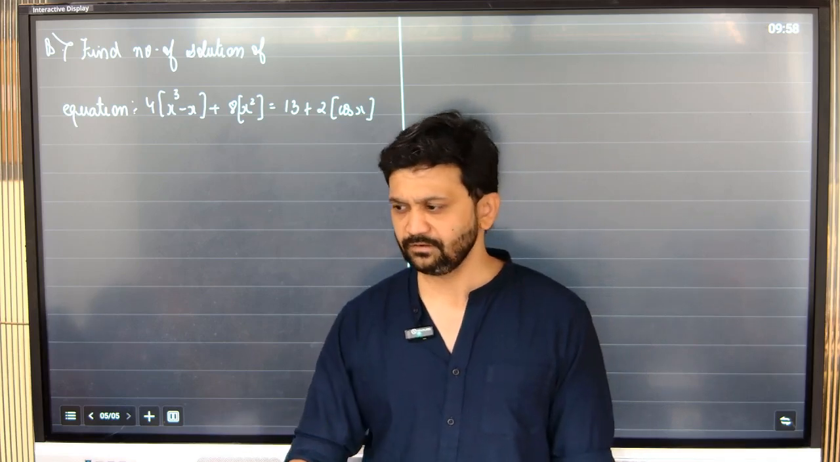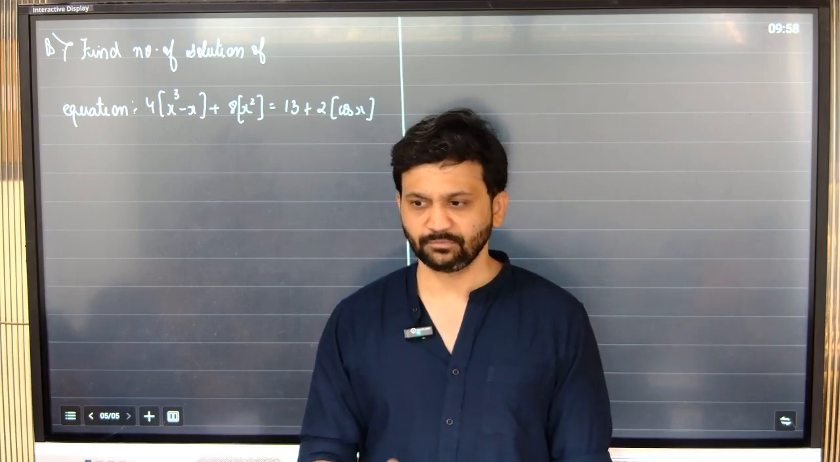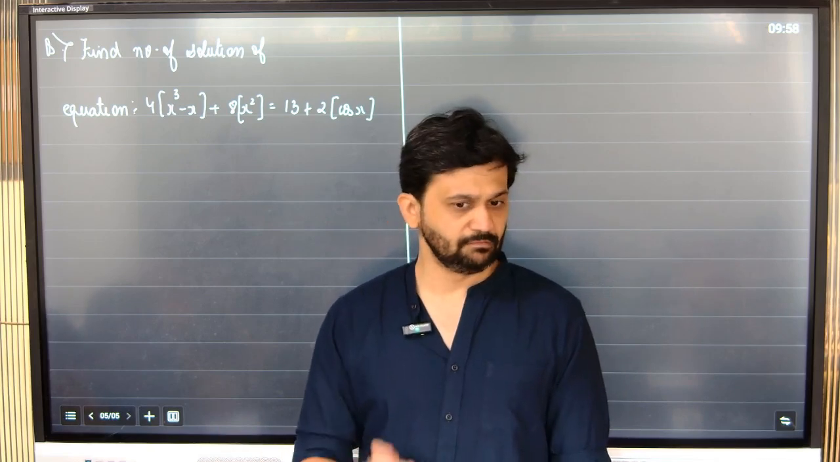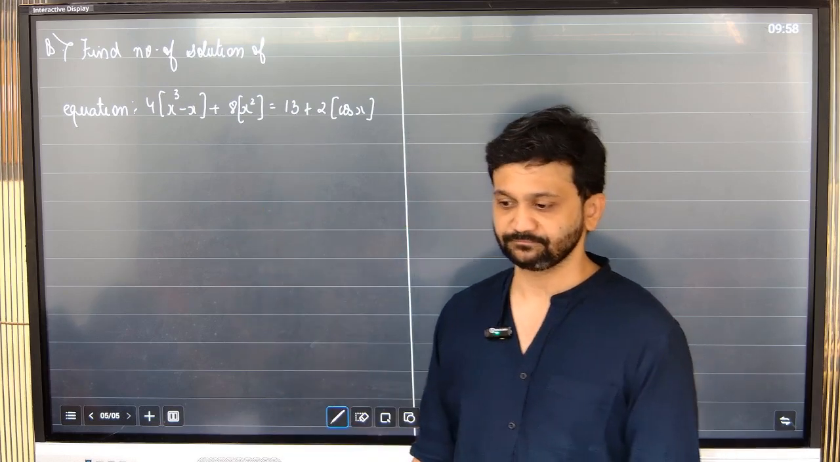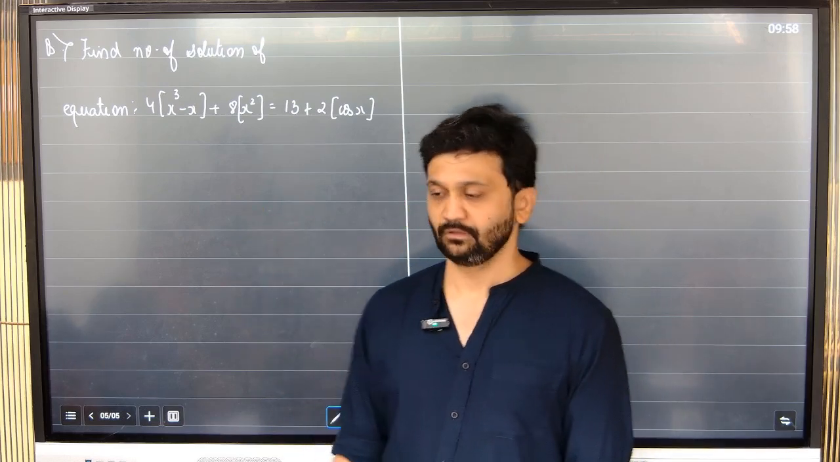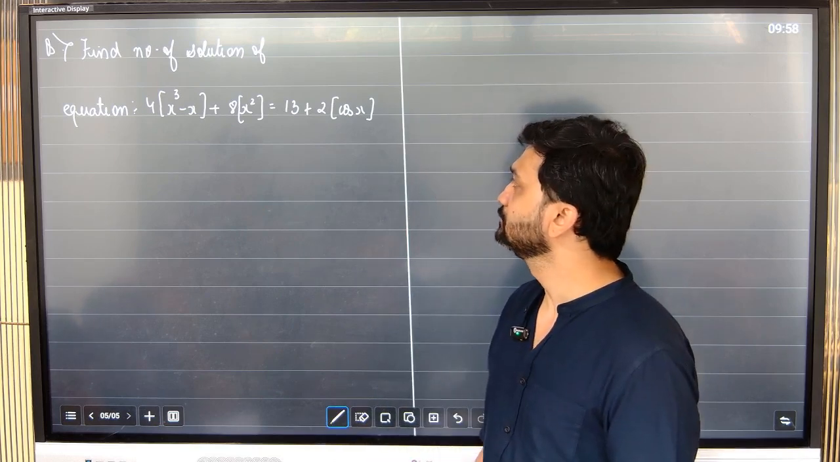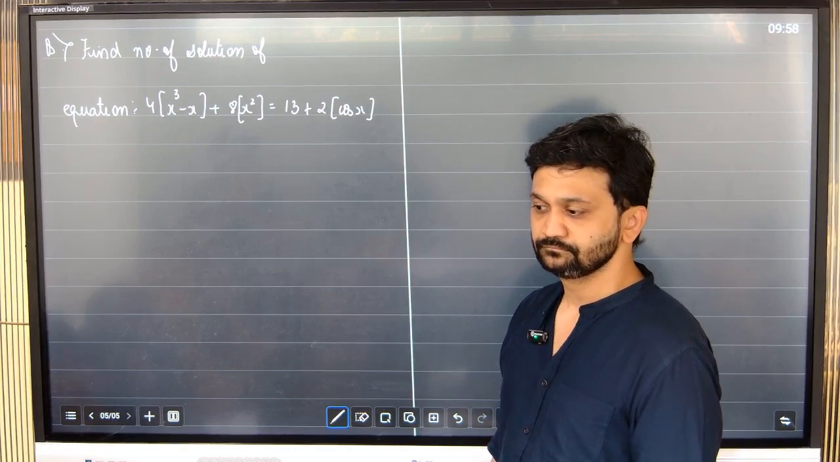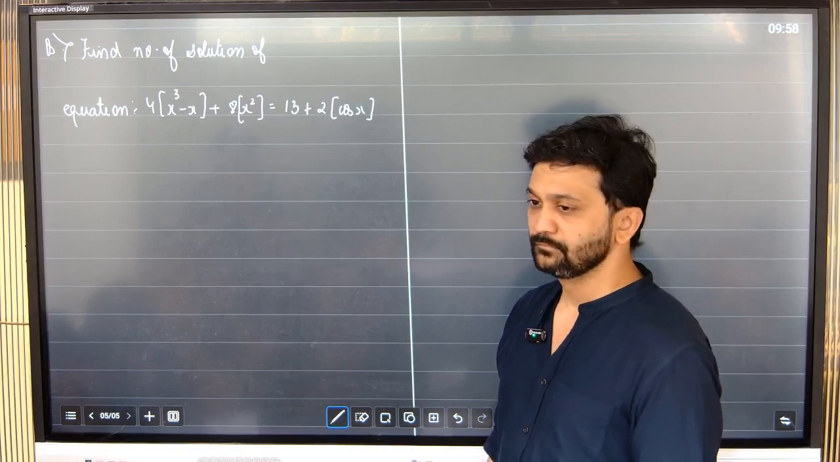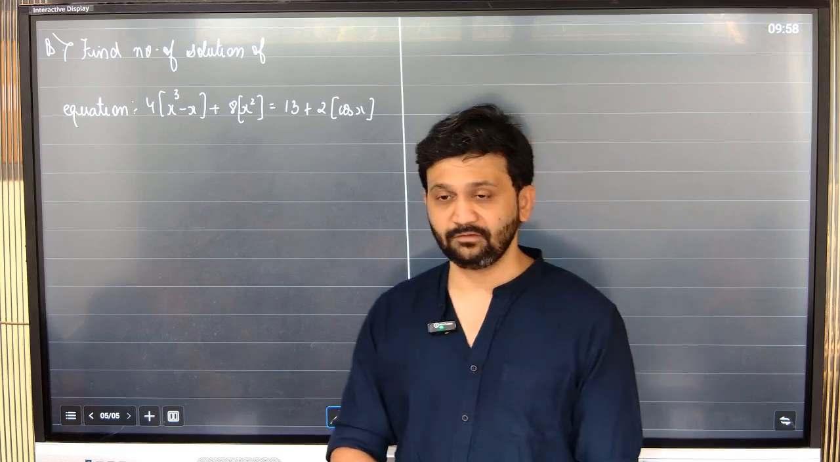Something very different, something that you observe. It might be a very basic thing. But is there anything you can tell me about the LHS and RHS? Cos x value will be between -1 and 1. Okay. Something very basic on the left hand side and the right hand side.